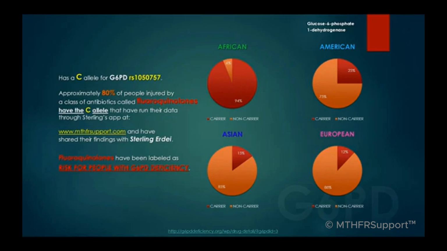Approximately 80% of people injured by a class of antibiotics called fluoroquinolones have the C allele. They have run their data through Sterling's app at www.MTHFRSupport.com and have shared their findings with Sterling Erdi. Fluoroquinolones have been labeled as a risk for people with G6PD deficiency.